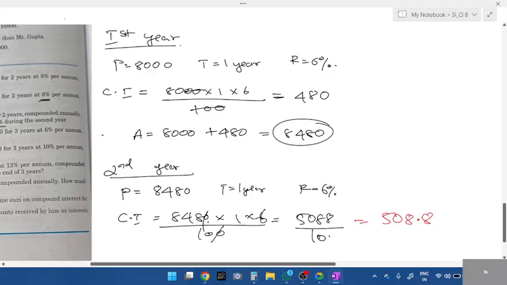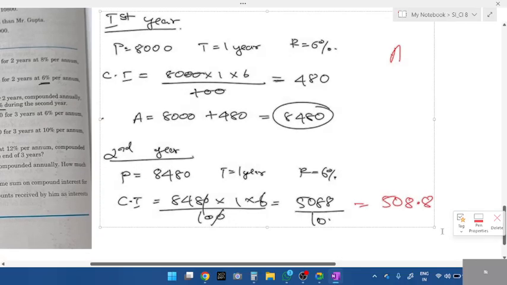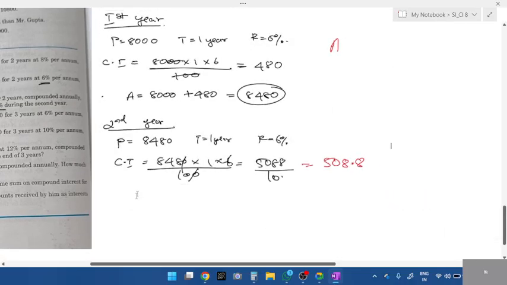If you try to reduce 2 ones or 2 fives, again it is a lengthy calculation. So what's the total amount we have? This is compound interest. Both of you got 508.8. Tell me the amount. For second year, amount is equal to 8,480 plus 508.8. What's the answer? Is it correct? 8,988.8, students. This is the total amount.